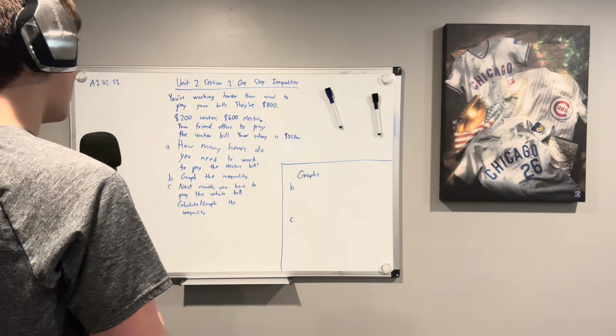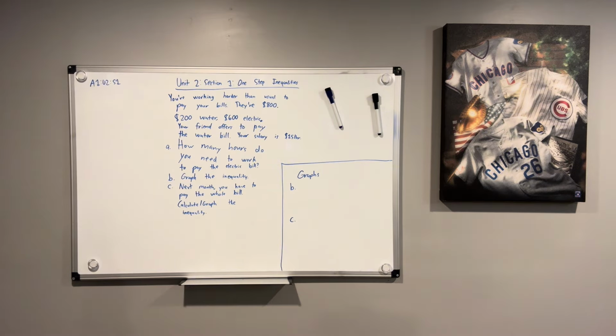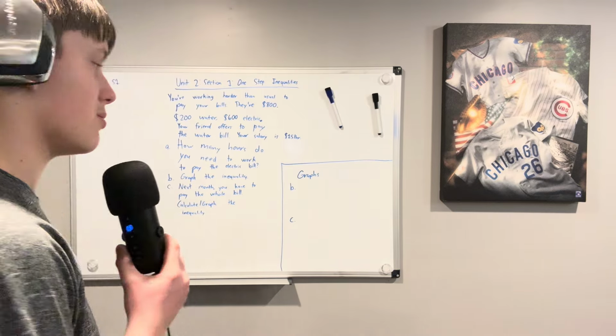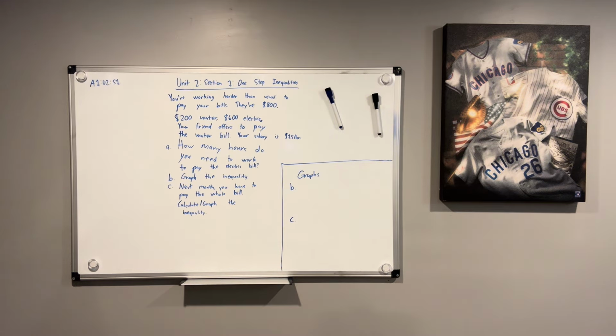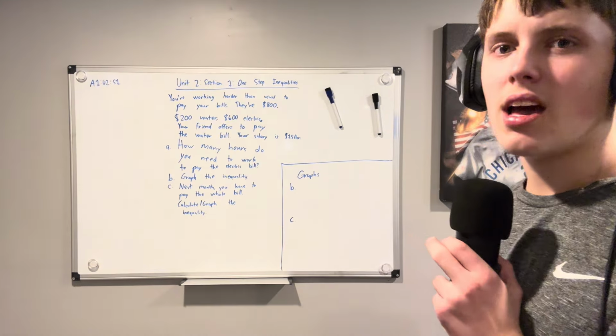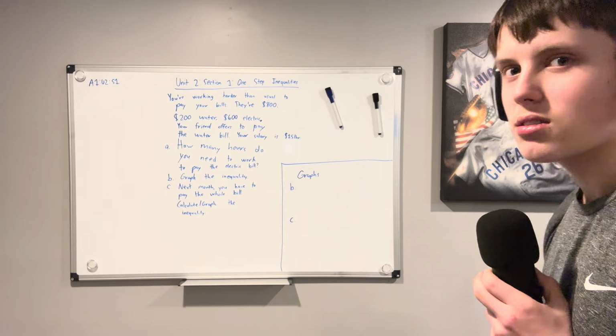Graph the inequality, and then part C says, next month you have to pay the whole bill because your friend is poor next month. He only had $200 from his Christmas money. So calculate and graph the inequality from that too. So go ahead and try your best, and then I'll check back in. So good luck.